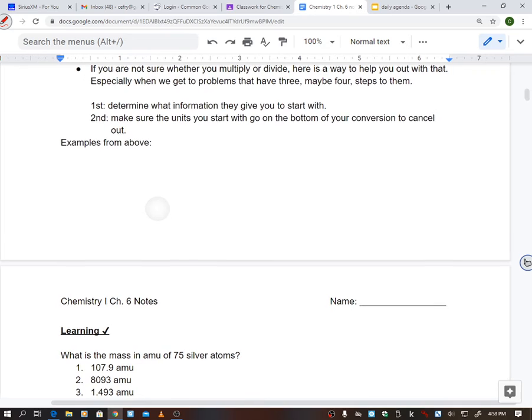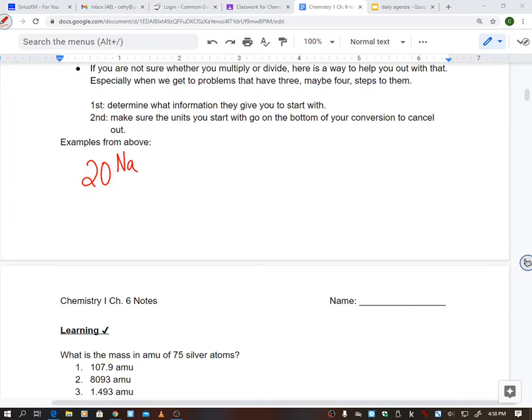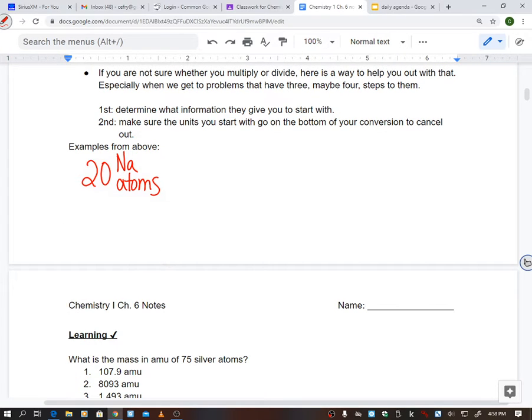So an example from up above, I'm going to do the first one. So they gave me 20 sodium atoms. So my first step tells me to write down what they gave me. I need to make sure I label this, use my units. Now, I don't care if you want to abbreviate, whatever makes sense to you. You could put Na A, like sodium atoms. You could put just 20. If you know what it means, you could put just 20 Na, something like that. All right, I'm going to do sodium atoms because I want to make sure that everybody that's following these notes knows exactly what I'm doing.